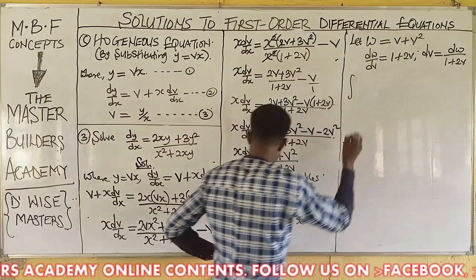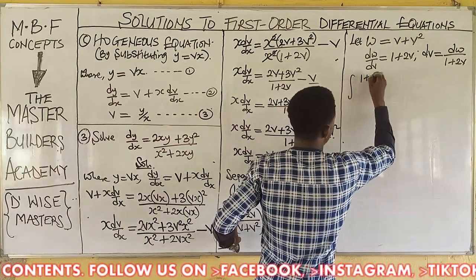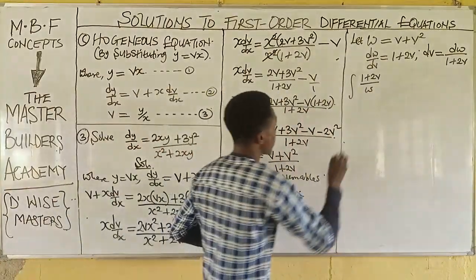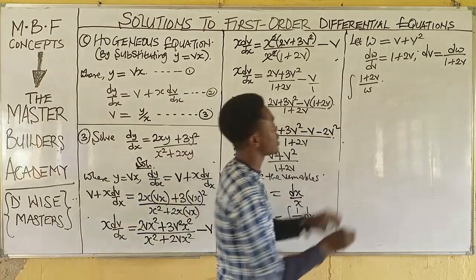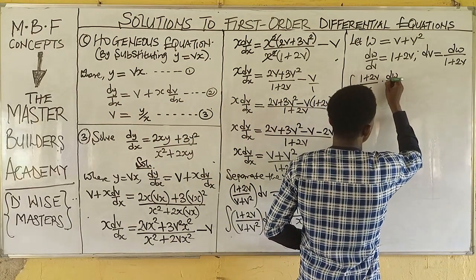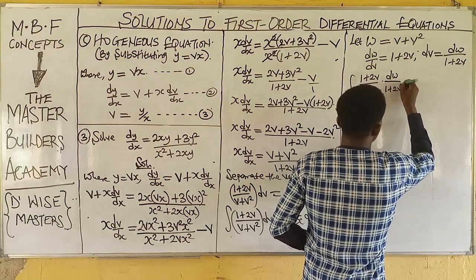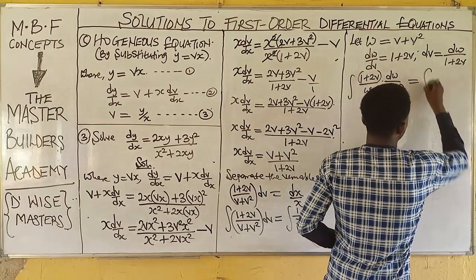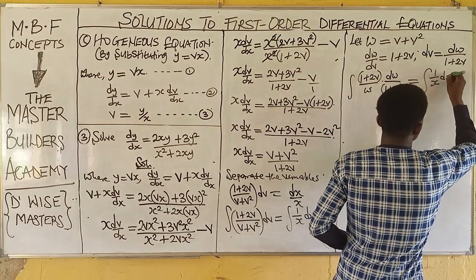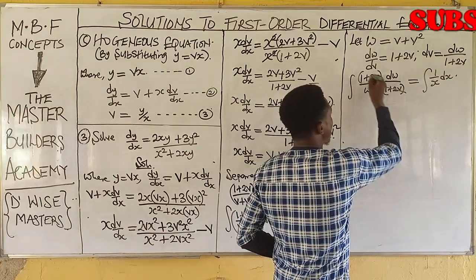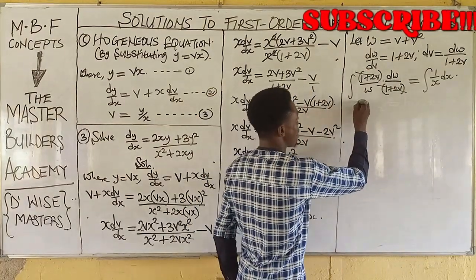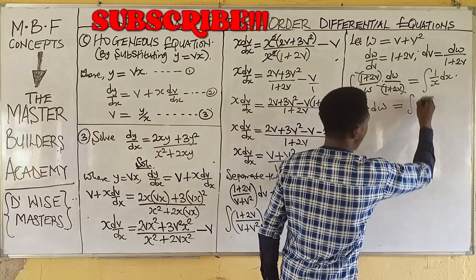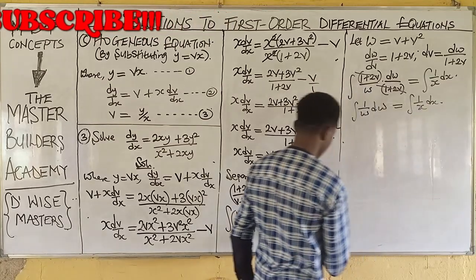So I introduce my integral. At the numerator I have 1 plus 2v. At the denominator I have w. Then multiply by, what is the dv? We just said now that dv is equal to dw over 1 plus 2v. I can decide to use brackets to enclose these two. And this will be equivalent to, at the right hand side, 1 over x dx. Now understand that this will take care of these. Hence, I will have this as the integral of 1 over w dw is equal to the integral of 1 over x dx.